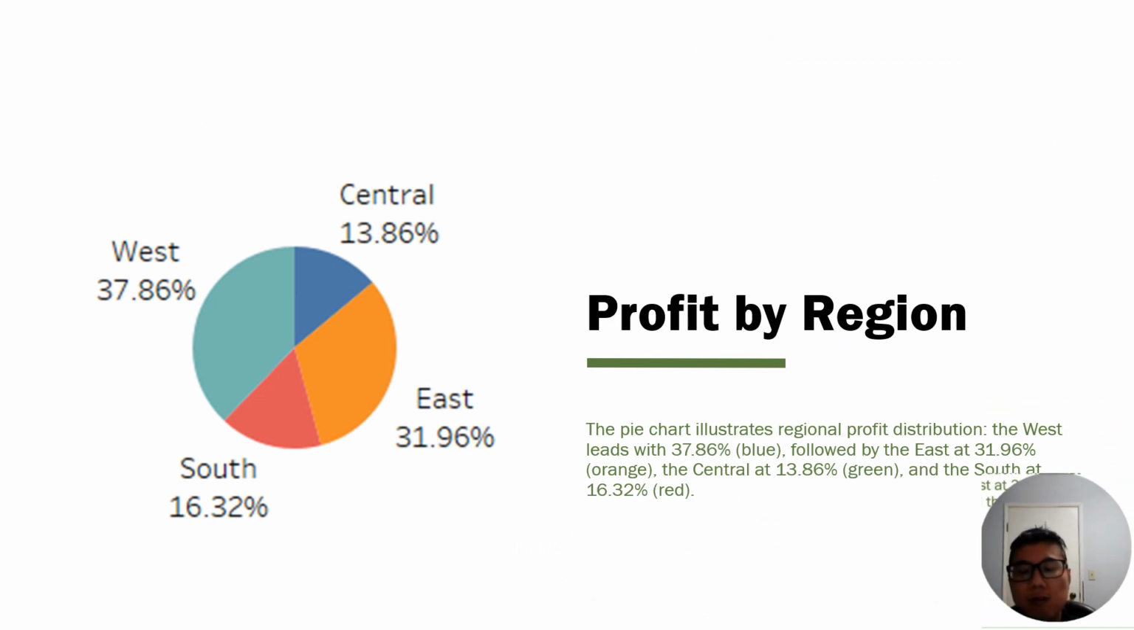These slides show the profit by region of four regions in the US. With the highest profit, the West region showed 37.86%, while the East followed right behind with 31.96%. The one third of the profit is shared between the South at 16.32% and the Central at 13.86%.